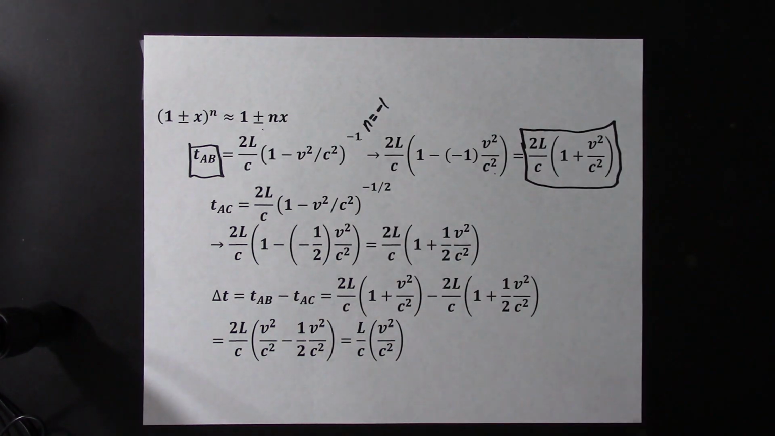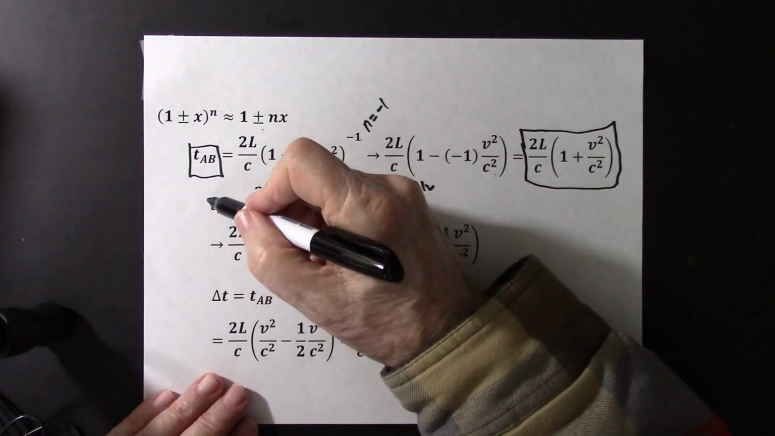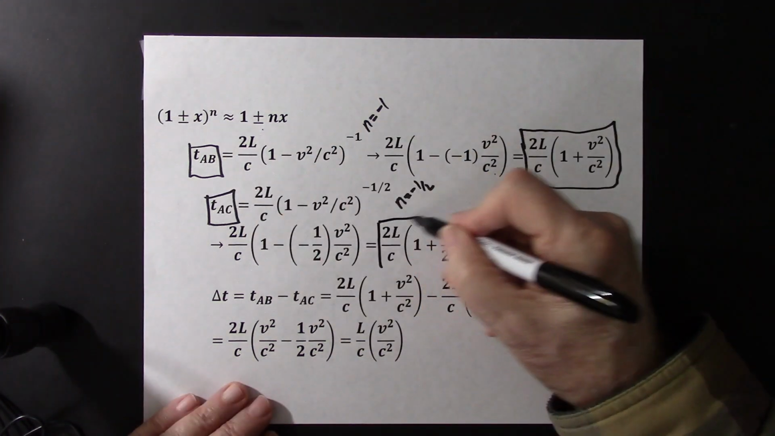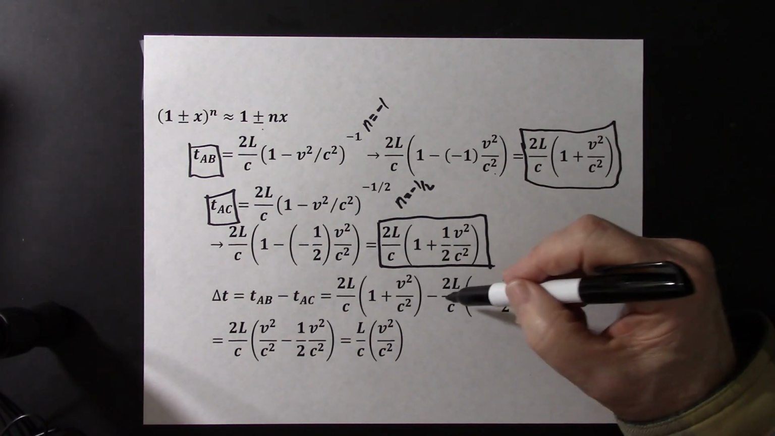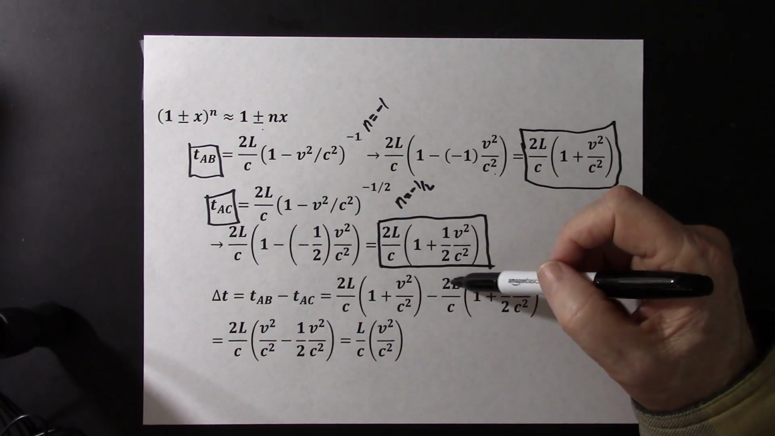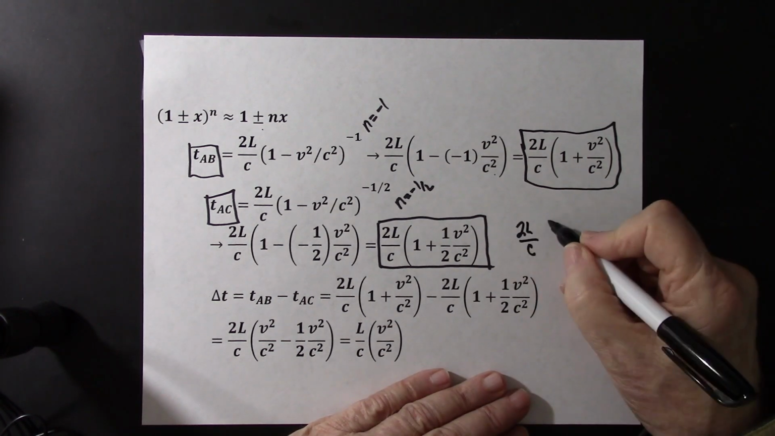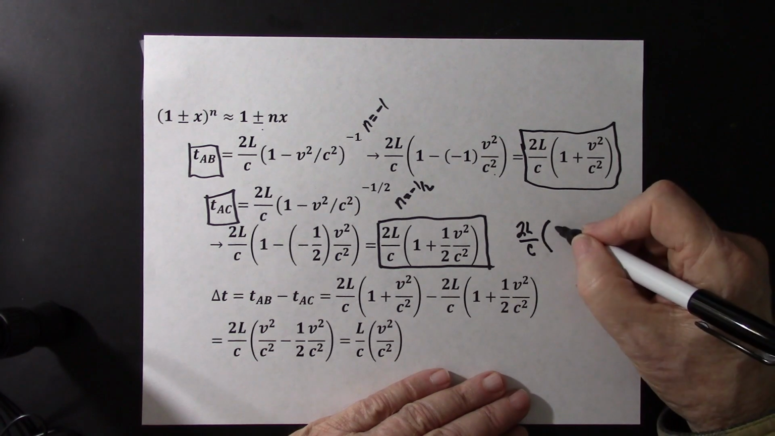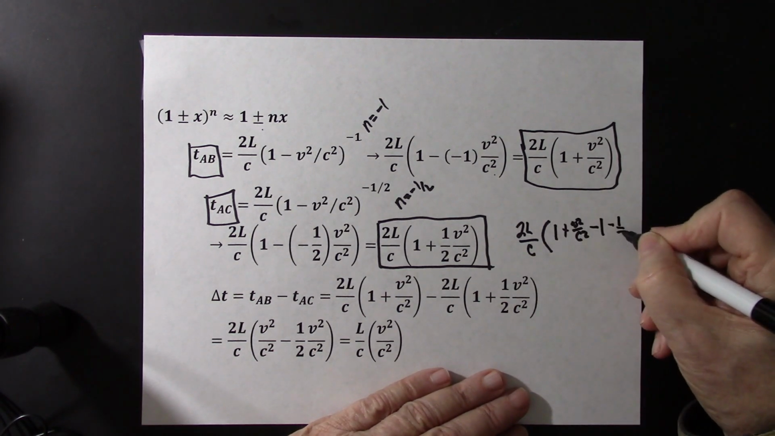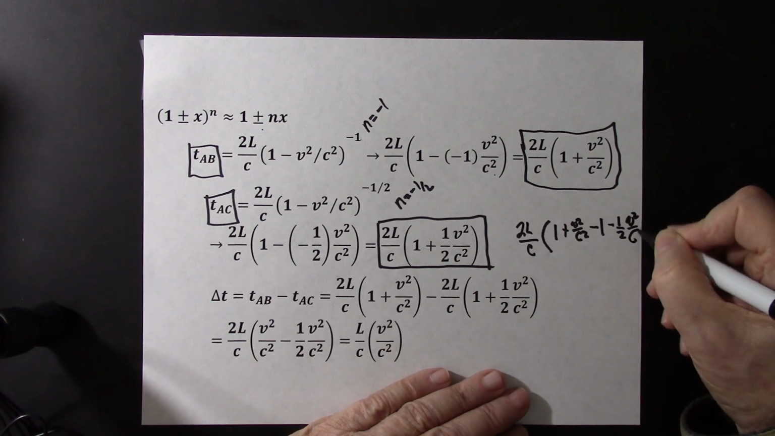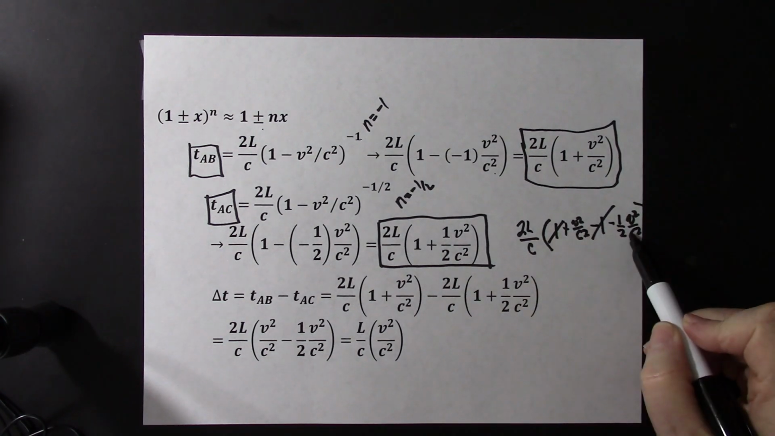And we can do the same thing for TAC. n is equal to -1/2, and so we can say that TAC is equal to this. The difference between TAB and TAC is this minus this. Well, we can factor out 2L over c, and then we would multiply by 1 plus v squared over c squared, minus 1 minus 1/2 of v squared over c squared. But look, the 1 goes to 0, so we're just left with these two terms.